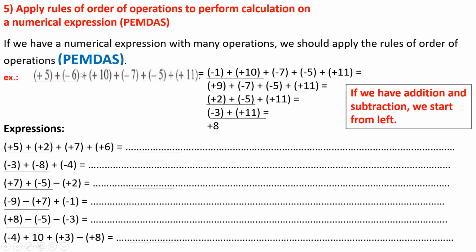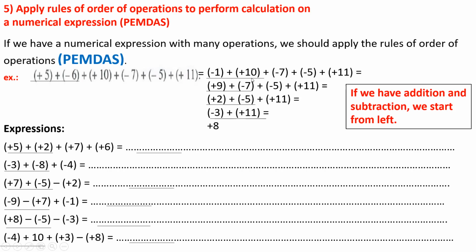Plus 5 plus minus 6. We say I'm adding two signed numbers having different signs. So the greatest is 6 and its sign is minus. So my answer will be minus, and I subtract. 6 minus 5 is 1, and all the other numbers, I write them as they are.